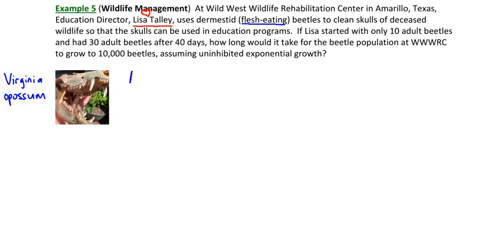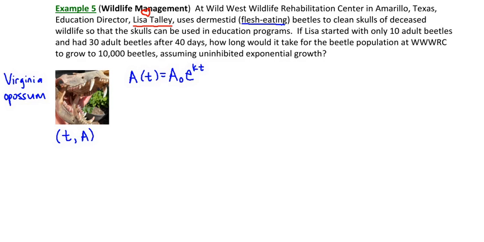So we're going to model this with our exponential model, A of t equals A naught e to the kt, where the A represents the amount of the beetles and t is time. So our independent variable is time. That's going to be measured in days. And A is the population in number of beetles.